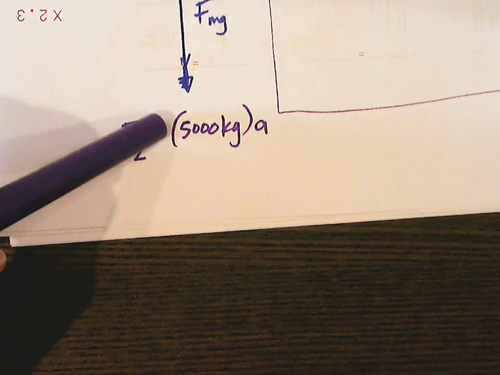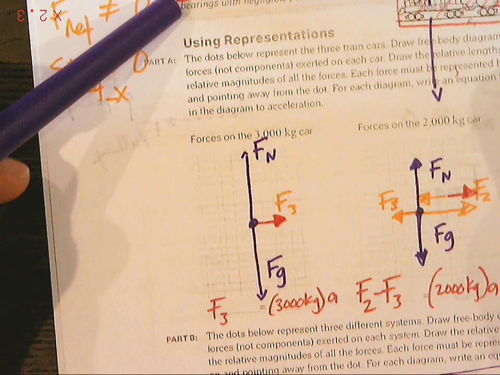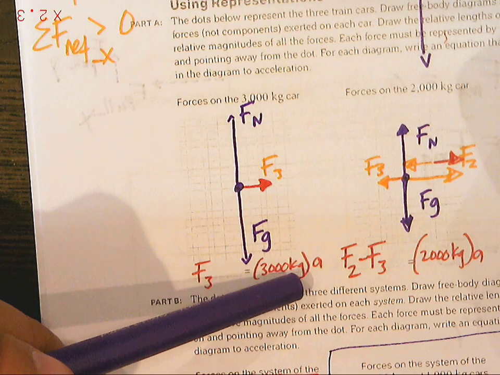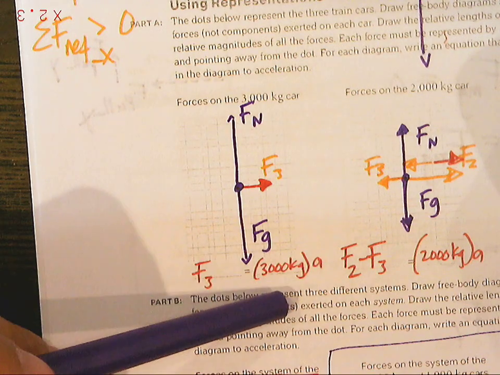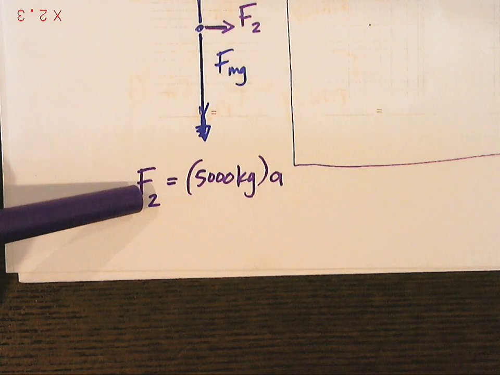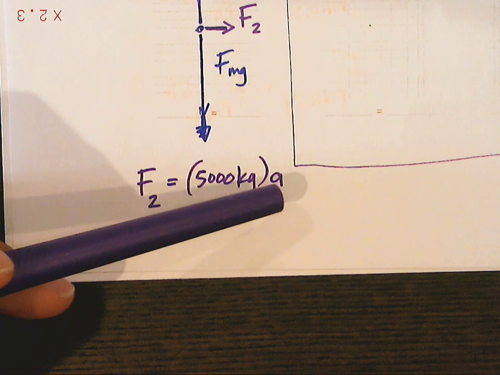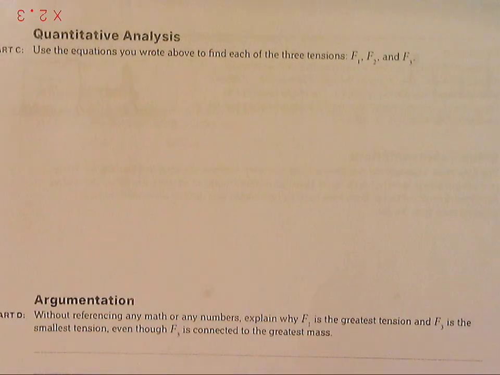And so we think about it. Sorry, I've got to show you. My A is 2. So what's my F3? My F3 is going to be 6,000 newtons: 2 times 3,000 kilograms. What's my F2? My F2 is going to be 10,000 total: the 5,000 kilograms times the 2 meters per second squared. So I can go ahead and leave you with that math.